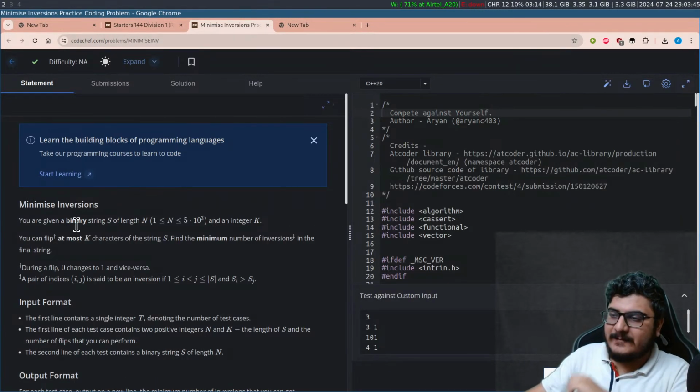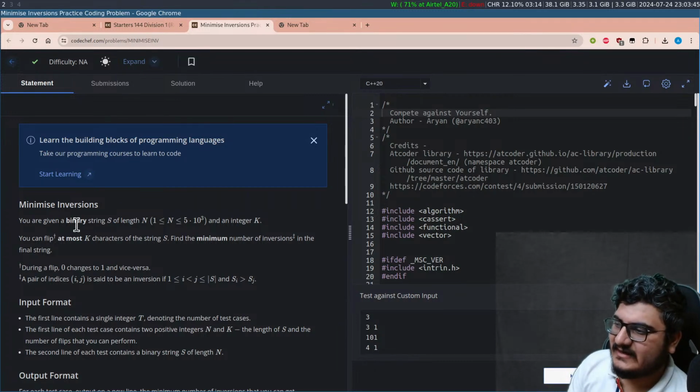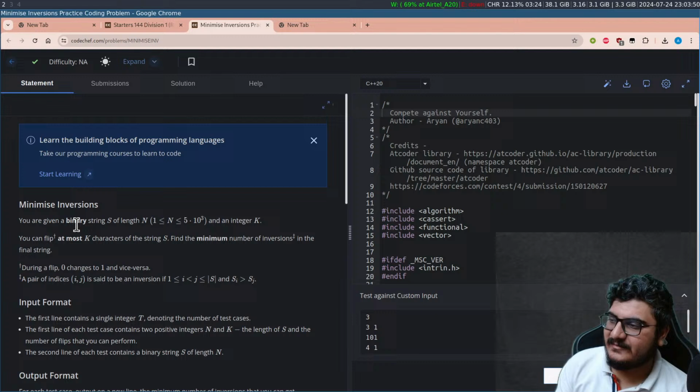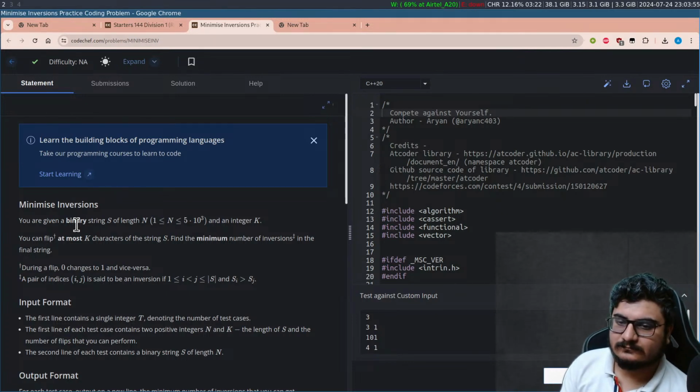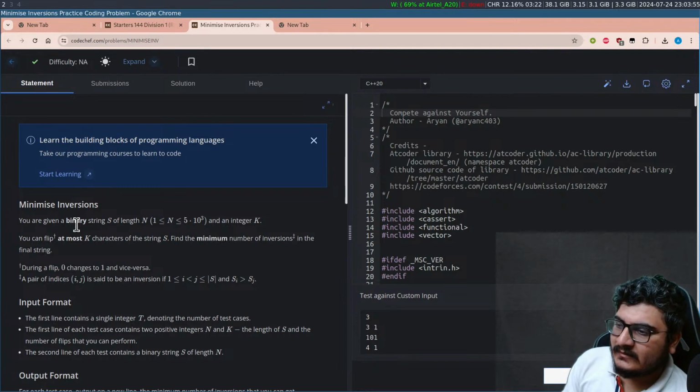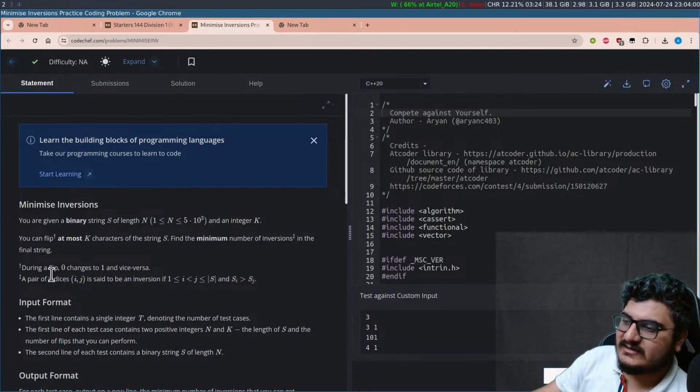It says minimum inversion. You are given a binary string s of length n and an integer k. You can flip at most k characters of string s. Find the minimum number of inversions in the final string. Basically during a flip, you can change a 0 to 1 and vice versa, and a pair of indexes i, j is said to be an inversion if this holds.